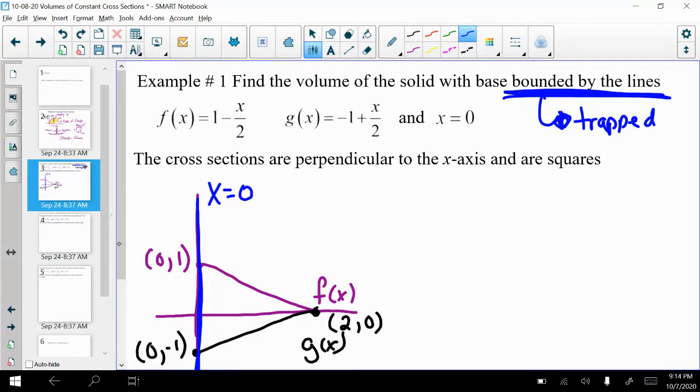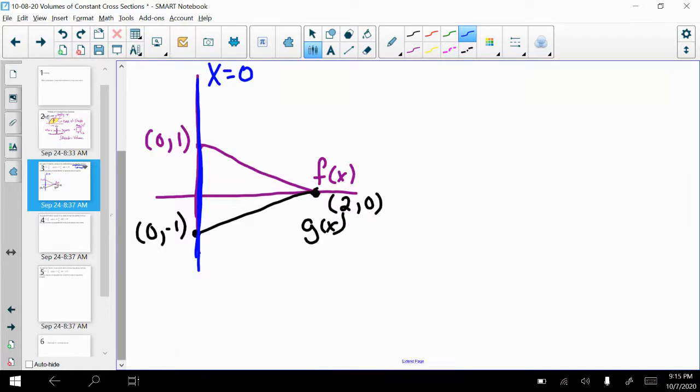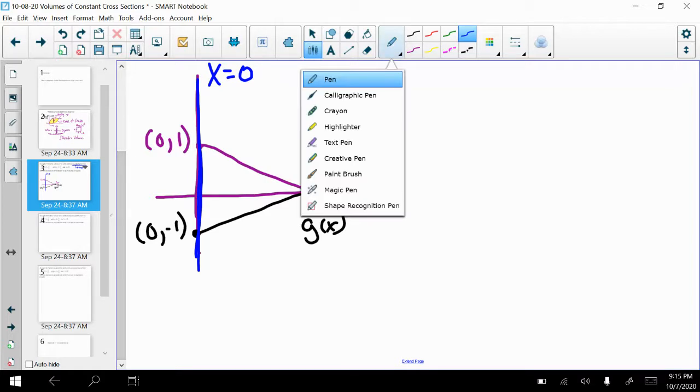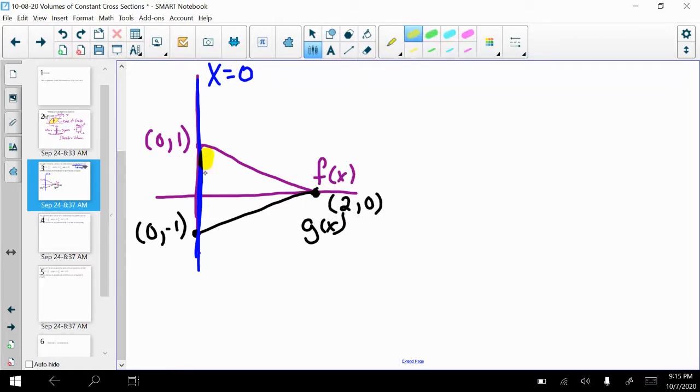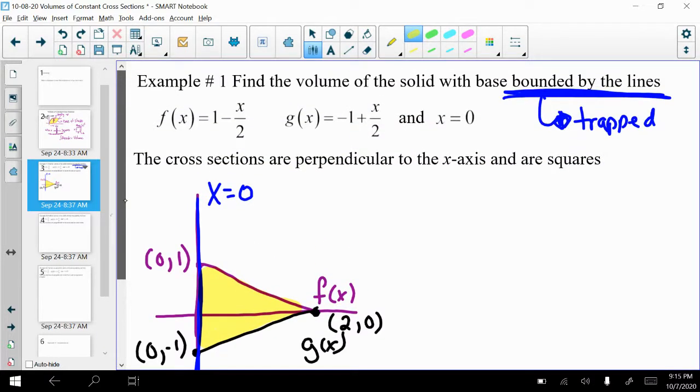And so we just take our graph and we say, okay, what is enclosed by those three functions that they gave us? So in here is what's trapped by the three functions that they gave us, f of x, g of x, and x equals 0. Okay, so that's our first part, is just where is this area? So that "bounded by" helps us.